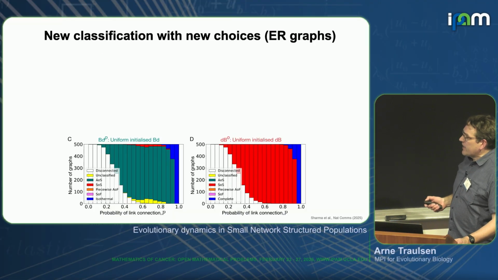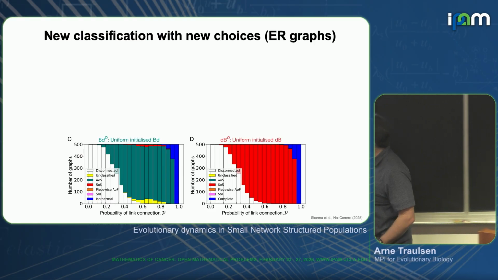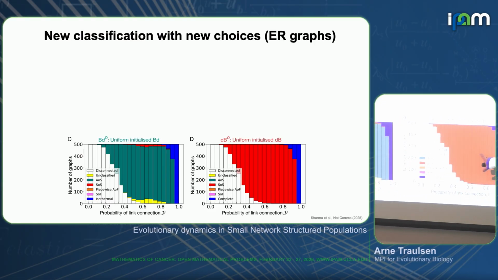Now again, I look at Erdős-Rényi graphs, and this is the birth-death process. This is the death-birth process. Sorry, I switched the colors here. So this is still an amplifier of selection, and this is still a suppressor of selection.